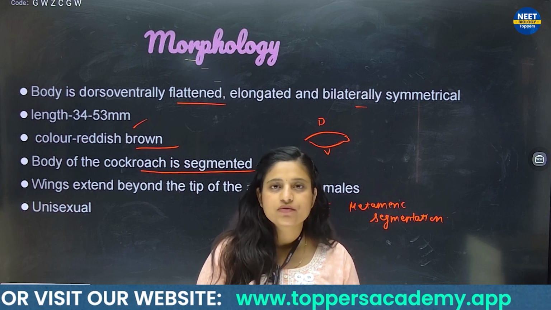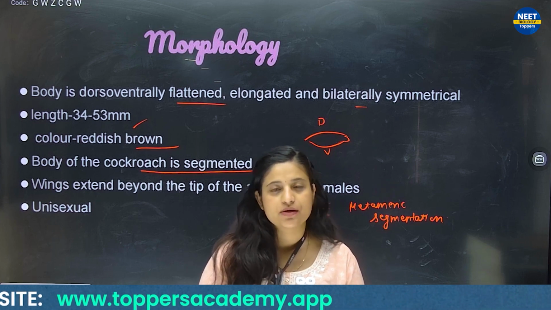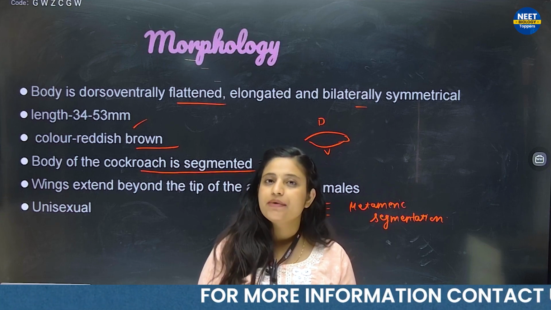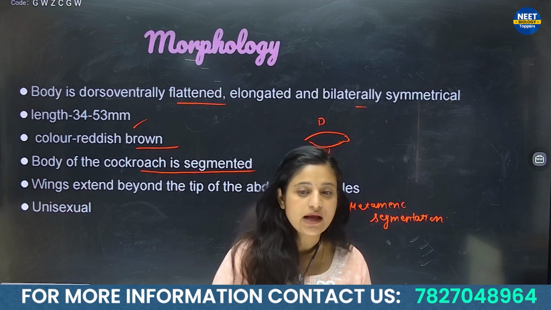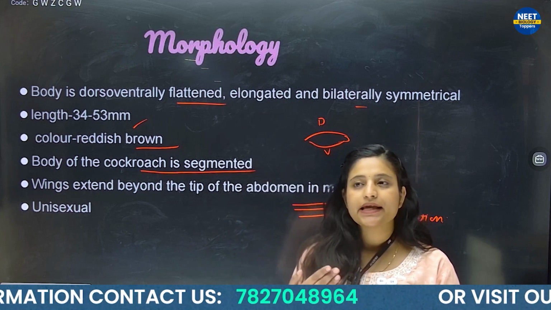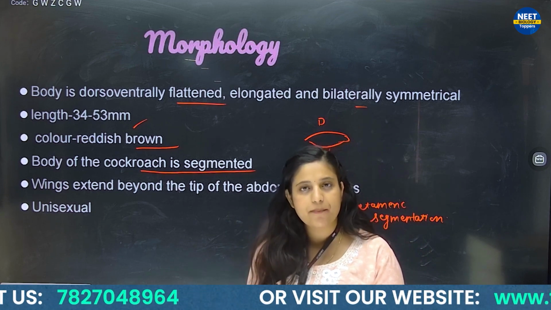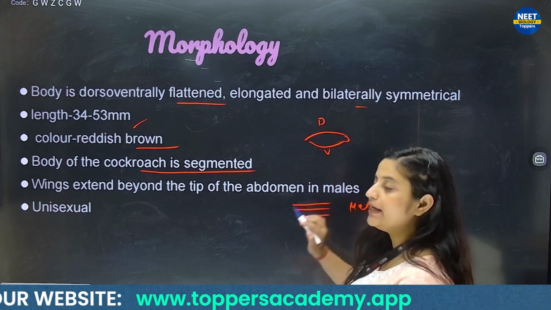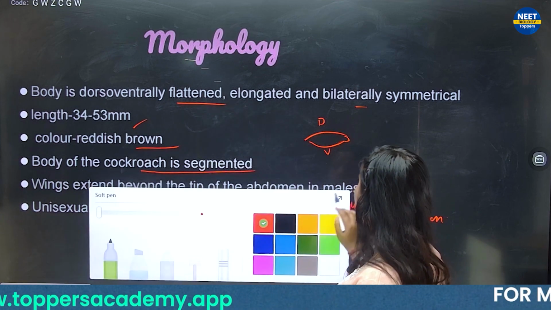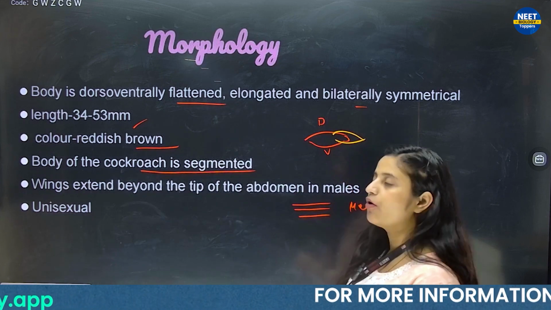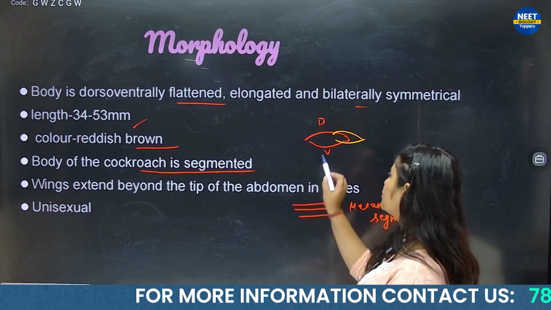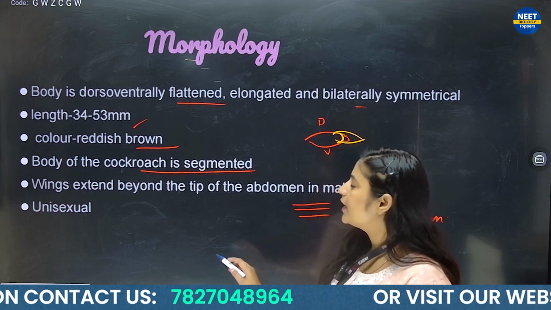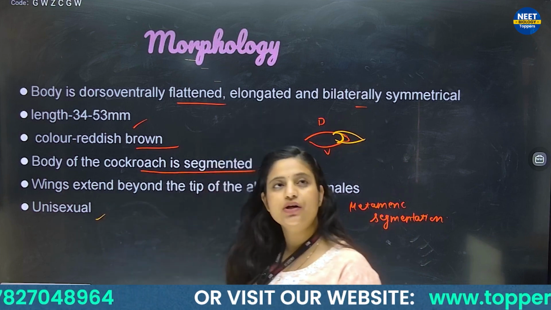So on the basis of that, we can do sexual dimorphism. What is sexual dimorphism? Where you can differentiate between the male species and the female species. Okay? You can find out male and female from their external morphology, because the male's wings, suppose this is the male body, extend beyond the tip of the abdomen. But if this is a female cockroach, their wings are present only up to the abdomen, because they are shorter. The next, cockroaches are unisexual organisms, okay.